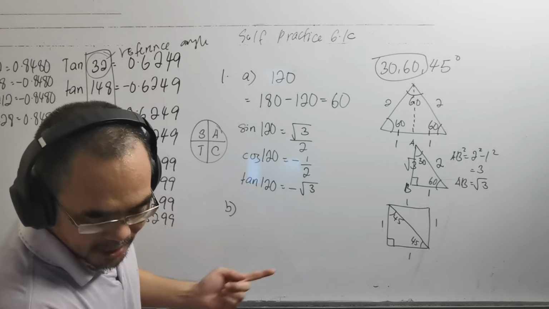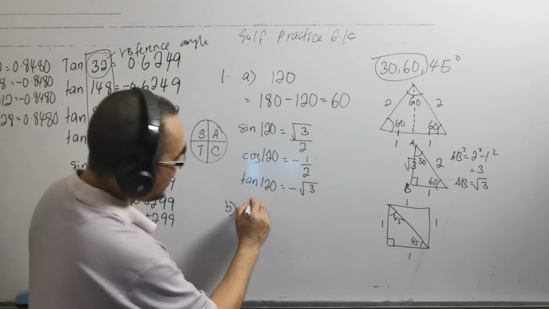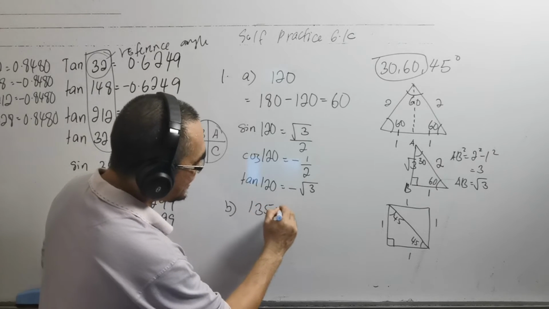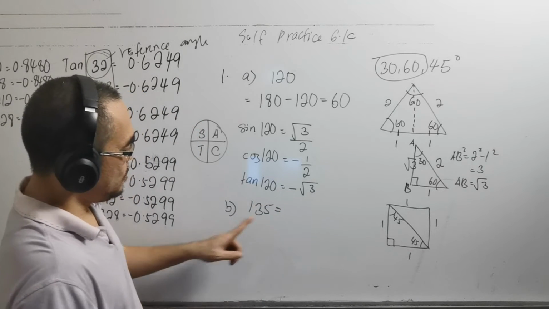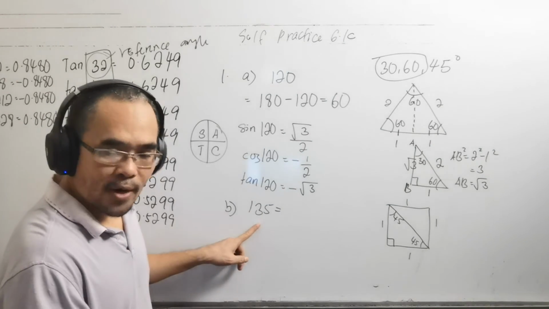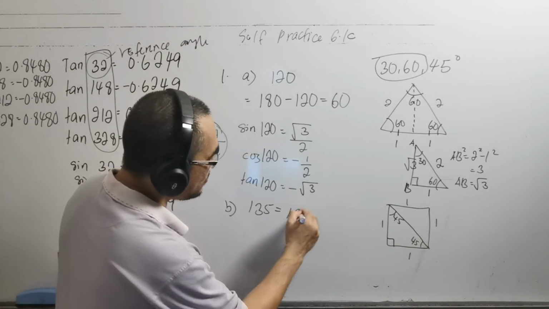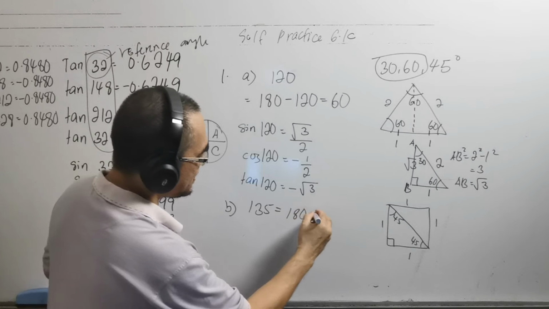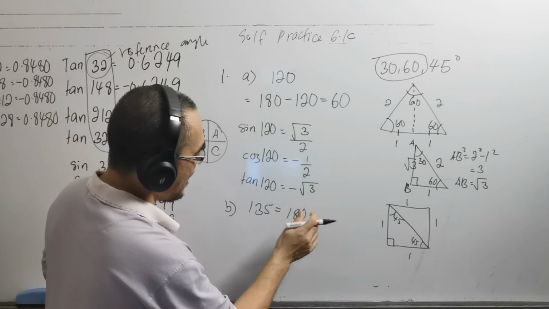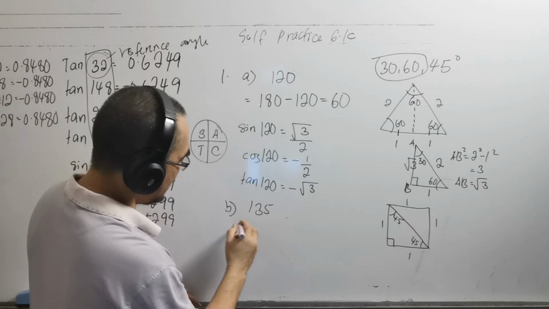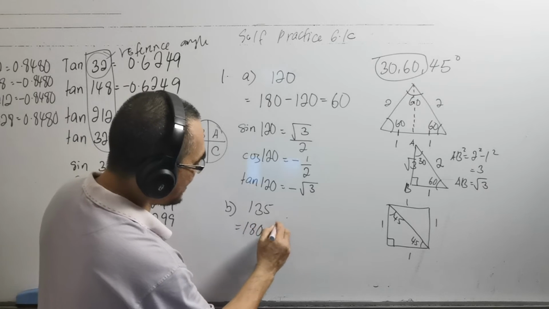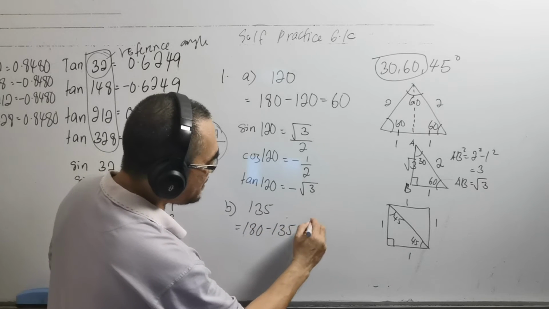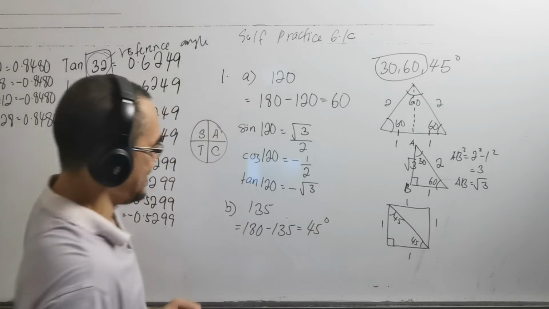Let me try to help you with B. We are talking about angle 135. 135 is in the second quadrant also. So 180 minus 135 will be 45 degrees.